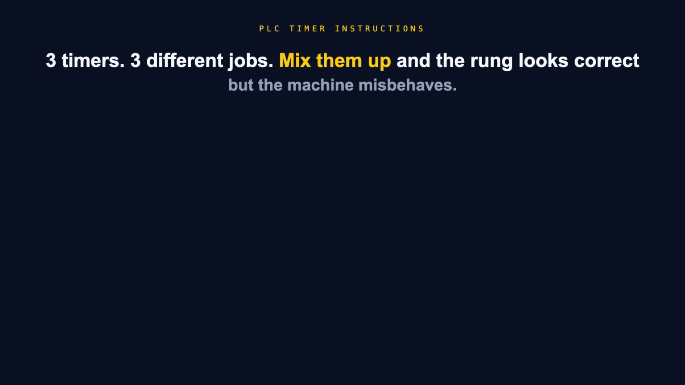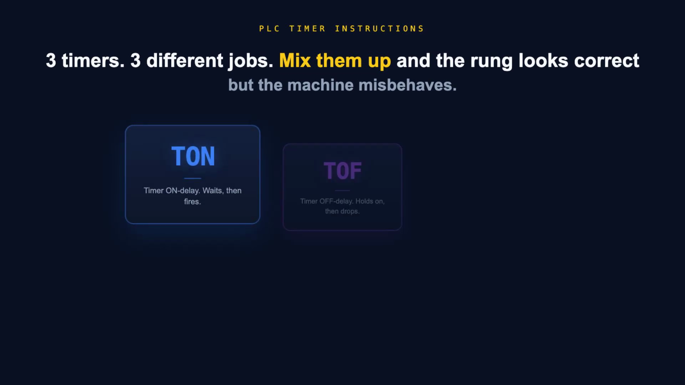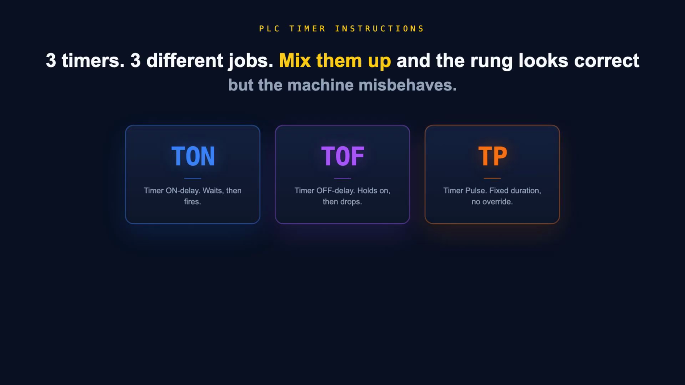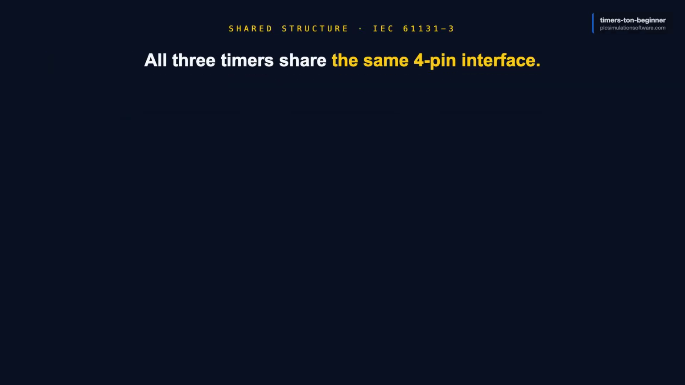3 PLC timer instructions catch every beginner exactly once. TON, TOF, TP. They look almost identical on the rung. They do completely different jobs. Mix them up and the rung looks correct, but the machine behaves strangely. This video walks the whole family. The shared structure, the behavior of each one, the real rung each timer belongs in, and the one mistake almost every beginner makes the first time.